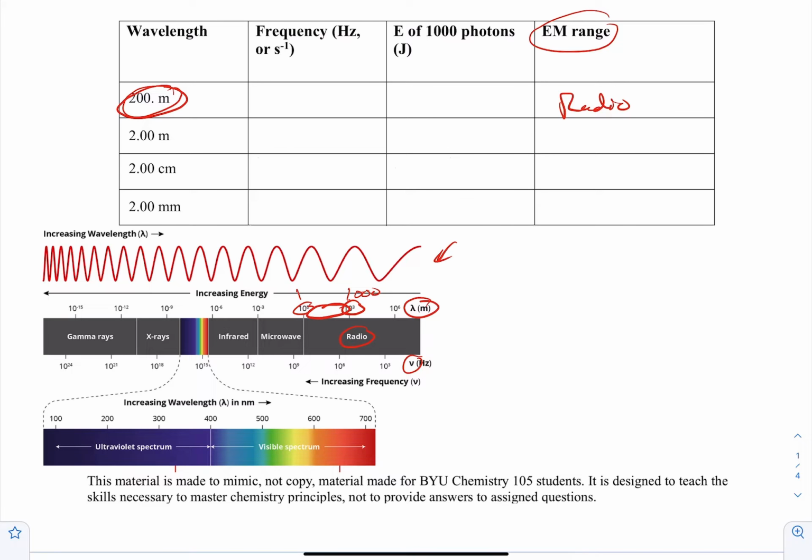Okay, number 2, we got 2 meters. And that's still between 1 and 1,000. So I'm going to put radio. Now I'm at 2 centimeters. Now I'm broken into the microwave region.